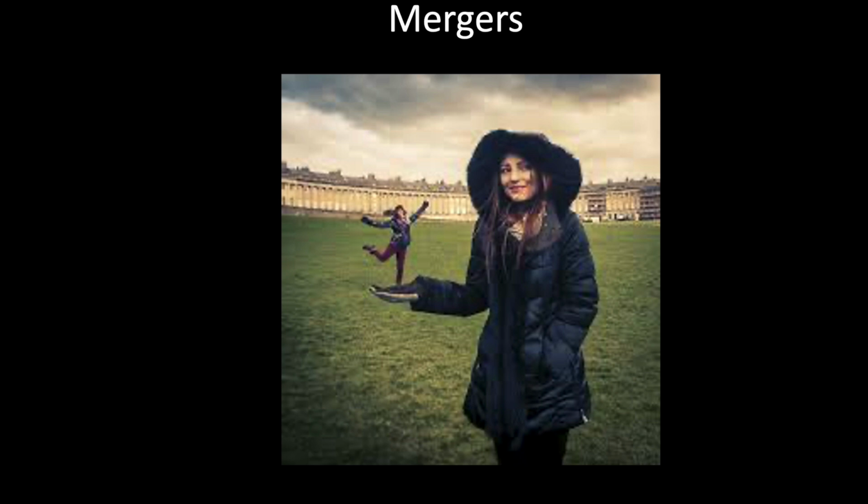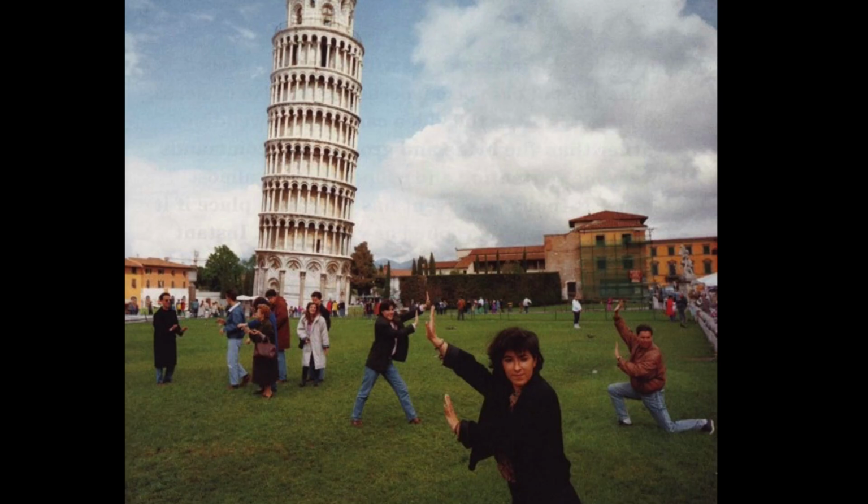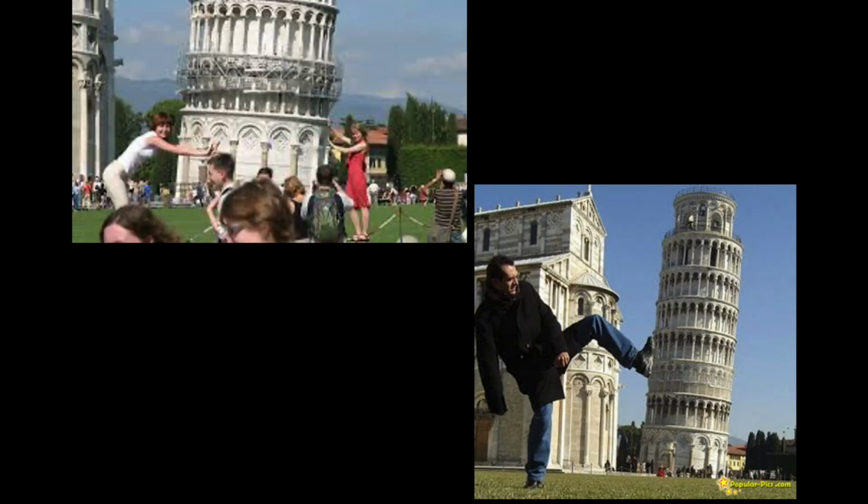Another compositional element is mergers, where the foreground and background merge together to create a new composition. And we can see here we have a little person and a giant, or a person holding themselves up on a building. Here, we can see from ReesInMass.com, people at the Leaning Tower of Pisa. Depending on where you stand, it's going to look like you're holding up the tower or kicking the tower down.